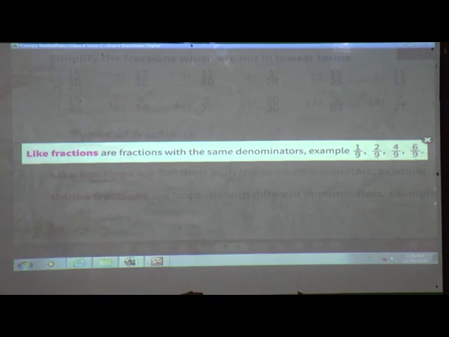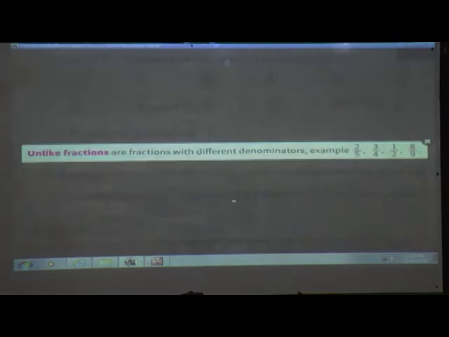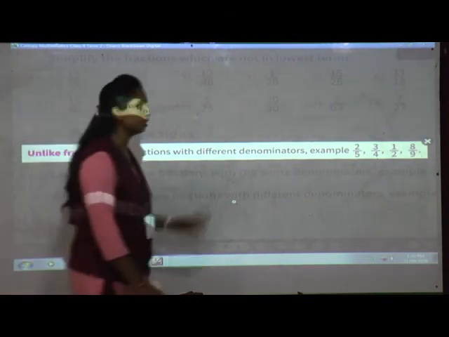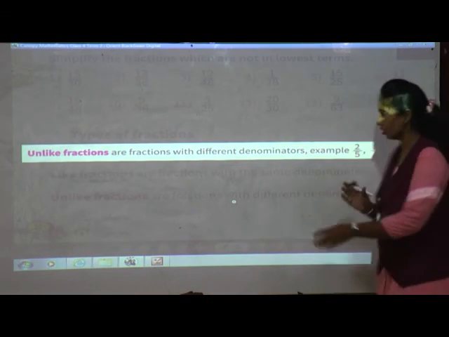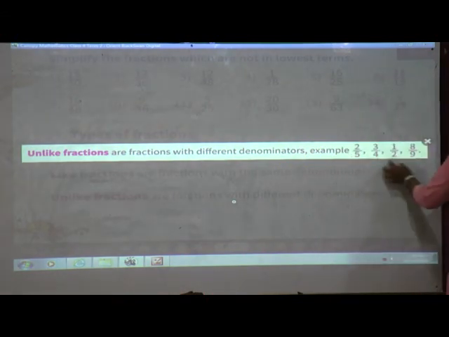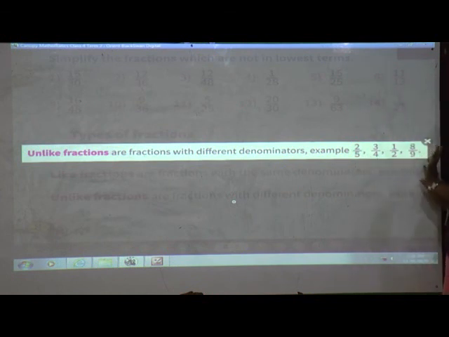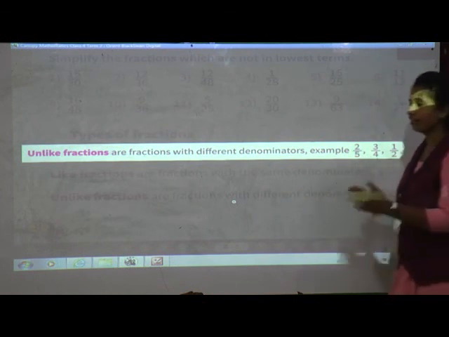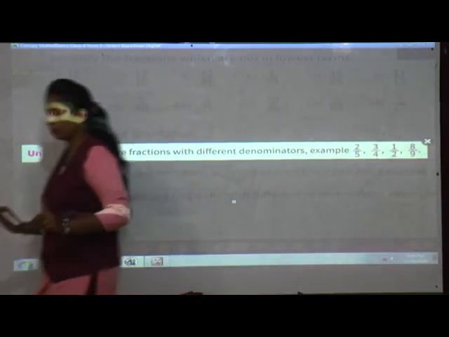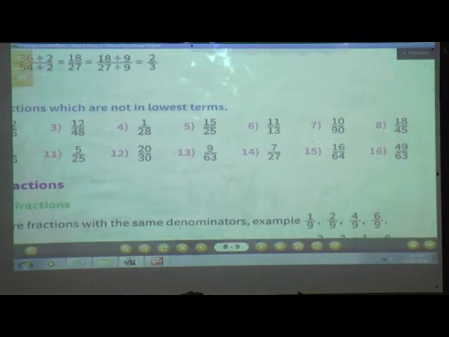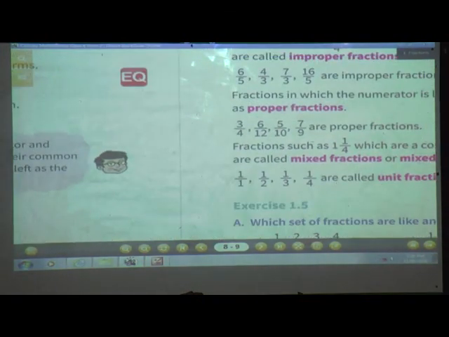Yes, very good. Now we will see what unlike fractions are. Unlike fractions are fractions with different denominators. In like fractions, denominators are the same. In unlike fractions, denominators are different. That's it. That is the difference between like fractions and unlike fractions. Keep in your mind: like fractions means denominators are the same, unlike fractions means denominators are different. Now we will see about proper and improper fractions.